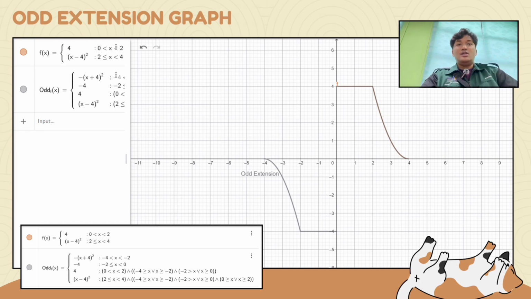For the right side, from 0 to 4, there is a flat horizontal line at y equal to 4 from x equal to 0 to x equal to 2, followed by a parabolic curve dropping from (2, 4) down to (4, 0). The graph will display a rotational symmetry of 180 degrees around the origin.